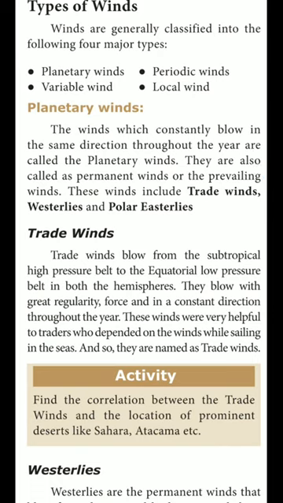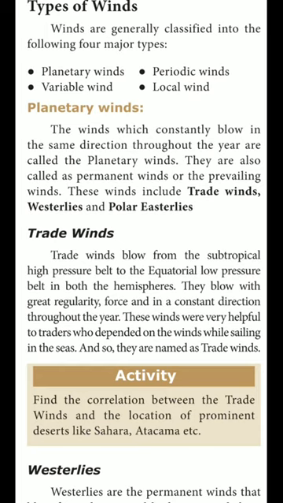Trade winds blow from the subtropical high pressure belt to the equatorial low pressure belt in both the hemispheres. What do you mean by hemisphere? That is the northern hemisphere and the southern hemisphere, isn't it? So, what do you mean by this trade wind? There is one another small question also. What is meant by trade wind?